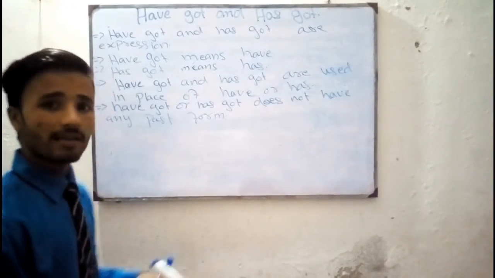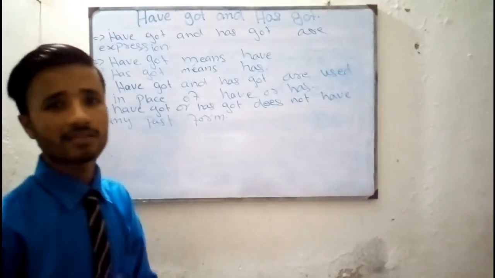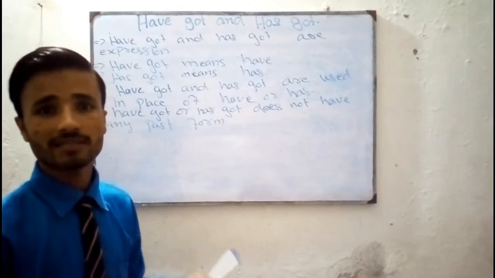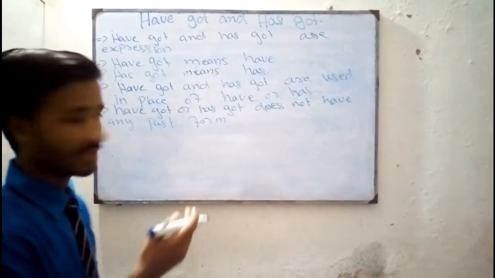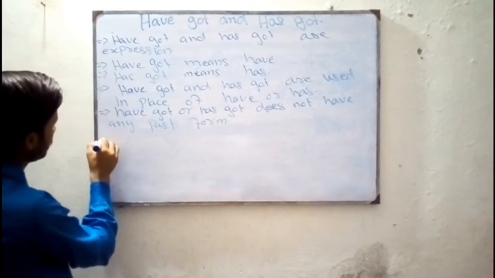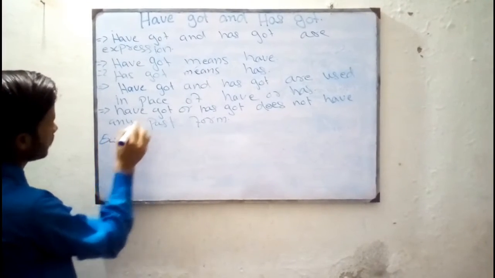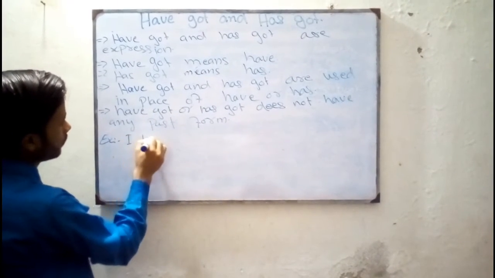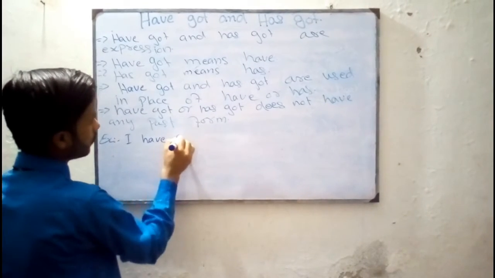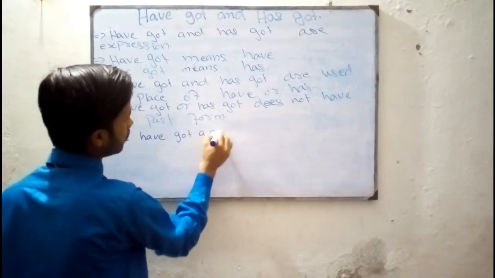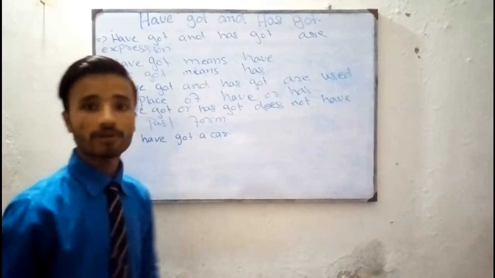Now how to use it in the sentences. I mean how to make sentences with have got and has got. So let's see. I have got a car.